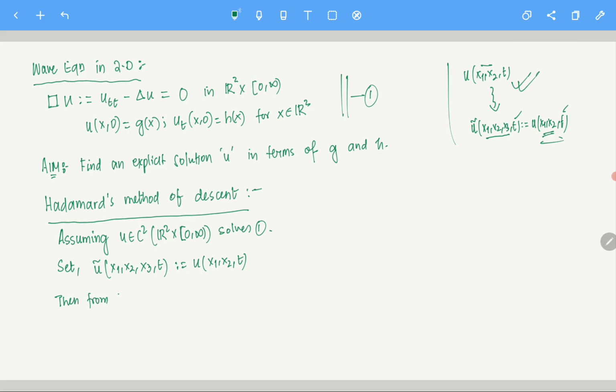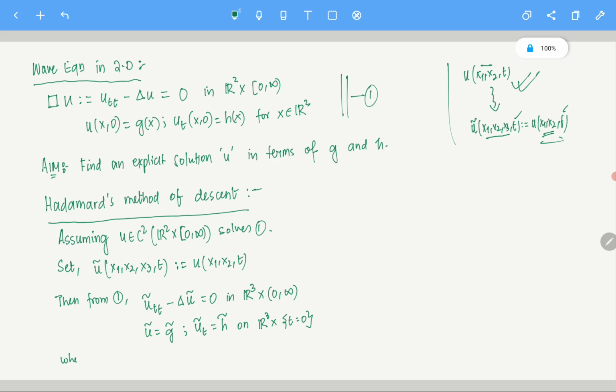Now once you do that, then from 1, okay, I think we do not have to worry about it. I can safely write this here: u tilde tt minus Laplacian of u tilde is equal to 0 in R3 cross 0 to infinity. Clear? Yes, that is true. And u tilde is equal to g tilde, and u tilde t is equal to h tilde on R3 cross t equals 0, right?